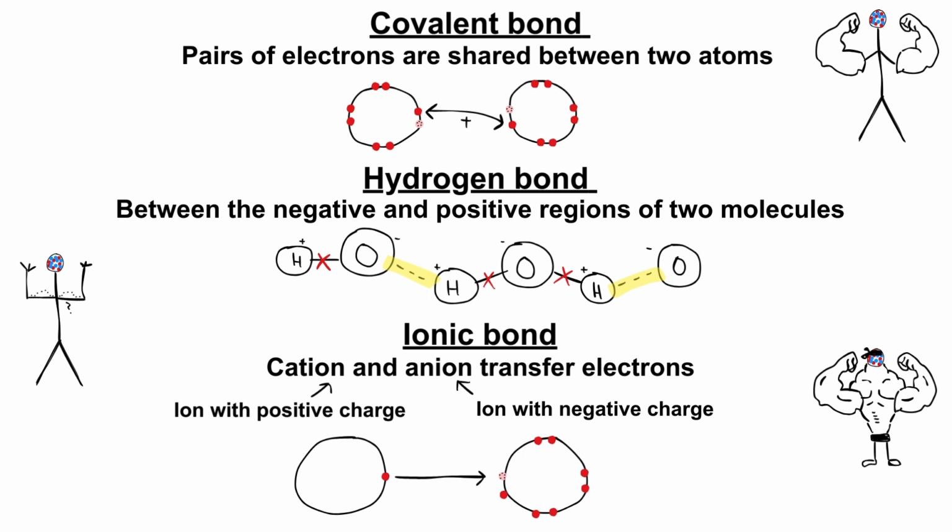The 3 kinds of bonds you need to know are a covalent bond, which is when pairs of electrons are shared between 2 atoms; a hydrogen bond, which is weak and between the negative and positive regions of 2 molecules; and an ionic bond, which is when ions with opposite charges transfer electrons. Covalent bonds are strong while hydrogen bonds are weak. Ionic bonds are the strongest of all.